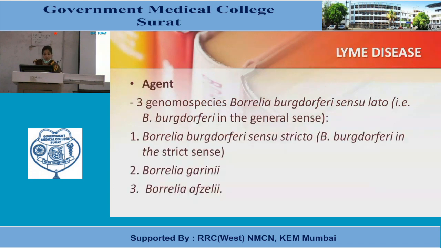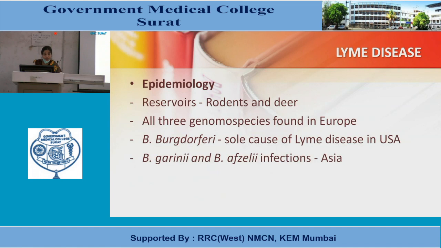So it is caused by 3 genospecies, Borrelia burgdorferi sensu lato. Its examples are Borrelia burgdorferi in the strict sense, sensu stricto, Borrelia garinii and Borrelia afzelii. These are the agents. Epidemiology: the reservoir is rodents and deer. All 3 genospecies are found in Europe. Borrelia burgdorferi is the sole cause of Lyme disease in the USA, and Borrelia garinii and Borrelia afzelii are infectious in Asia.